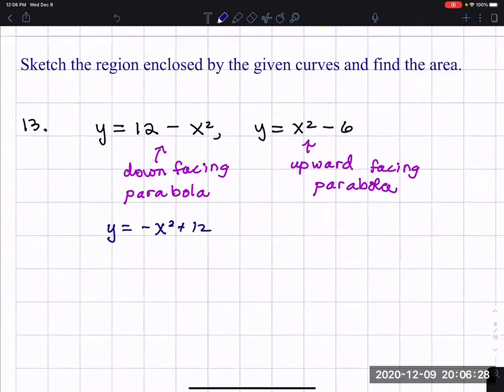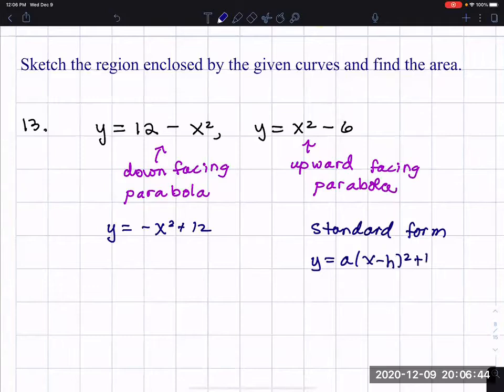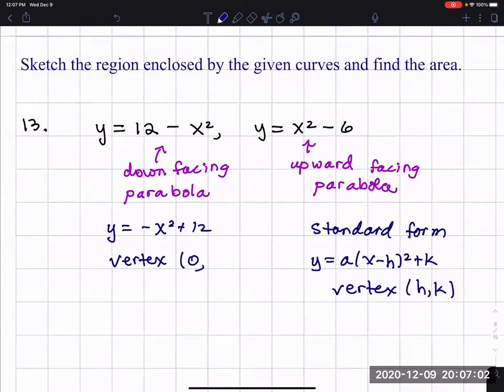And the standard form for a parabola is y equals a(x minus h) squared plus k, and the vertex is (h, k). So see, because it's in this form, we can write the vertex pretty easily. This is y equals negative x squared plus 12. This is x minus 0 squared, so the h is 0. That's the first coordinate of the vertex. And then plus 12 gives the second coordinate of the vertex.